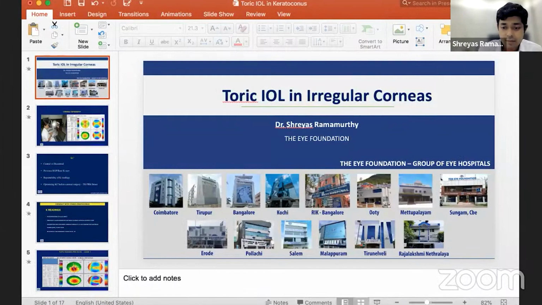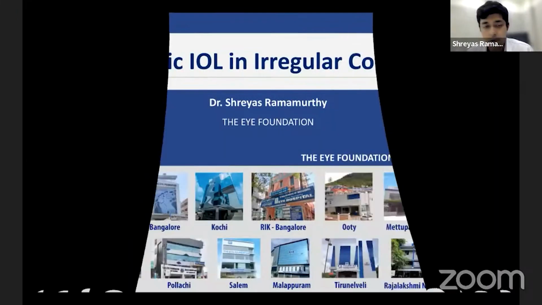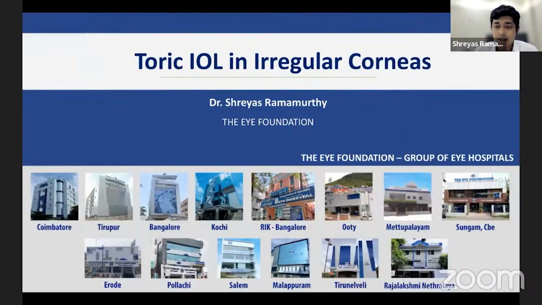So good evening, everyone. I hope my slide is visible. What I would try to do over the next few minutes, Dr. Charuta extensively covered some of the literature, while my aim would be to not just say that toric IOL can be used in every keratoconic and every post-graft patient, but to merely try and highlight where we can use them and what are the factors that we need to keep in mind if we are using a toric IOL in these conditions.